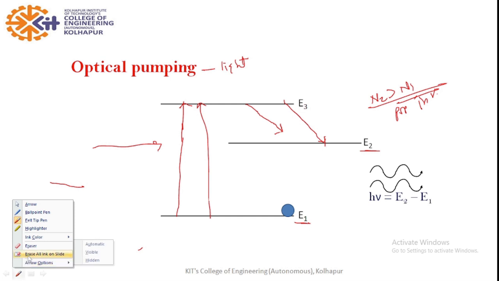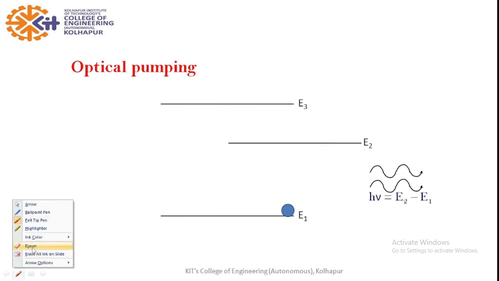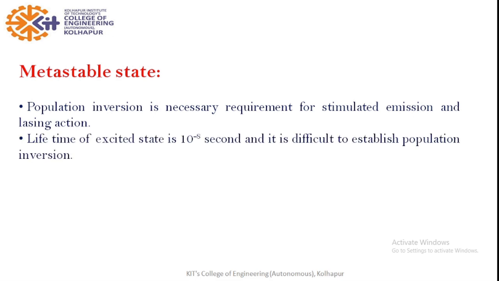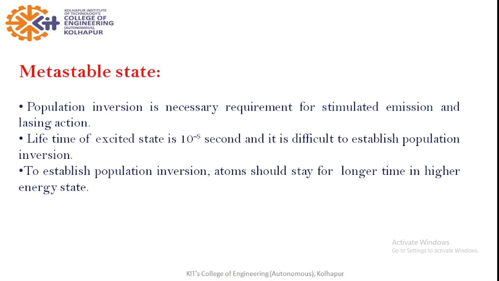Now we will define what a metastable state is. We know the ground state, we know the excited state. What is a metastable state? It is the state whose lifetime is greater than 10 raised to minus 8 seconds, but it is not infinite. It may be between 10 raised to minus 5 and 10 raised to minus 3 seconds. This is the metastable state.